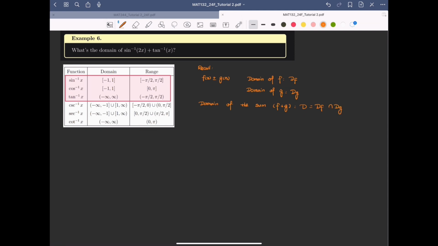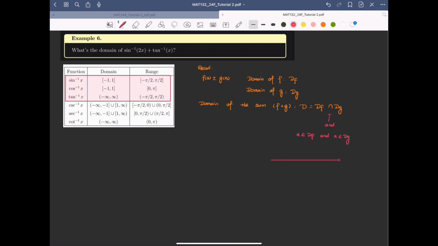You might ask me, what does intersection mean? That means if you have any element, it has to be in both domains. Intersection means and. So your x needs to be an element of Df and it has to be an element of Dg. So if you draw a graph, it will be where they both have.